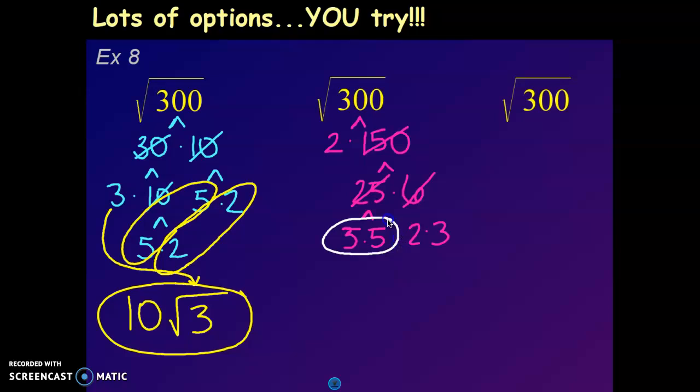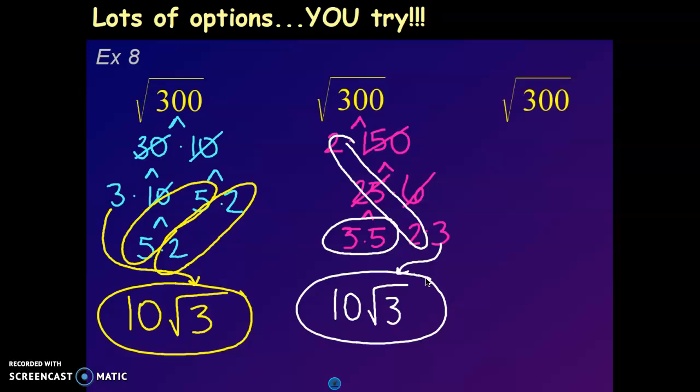So a totally different route, but we should get the same answer. Again, if you can, kind of circle your pairs up. There's a pair of 5s. Here were your pair of 2s. So again, we have 5 times 2. We had 10 on the outside. And just this little 3 left on the inside. So those are definitely options.